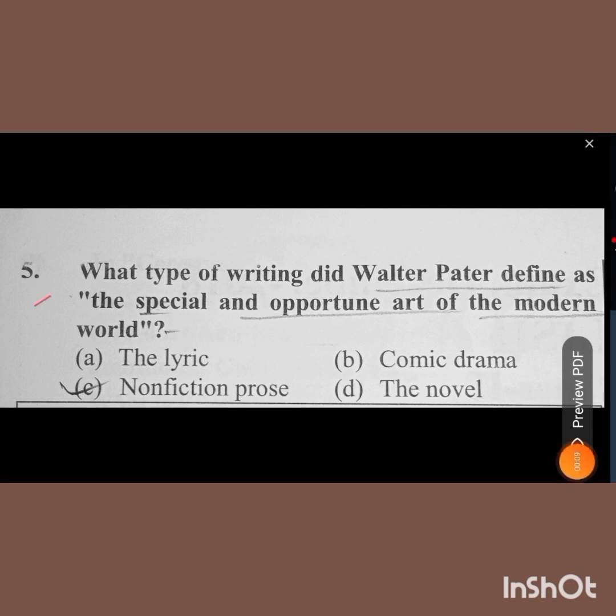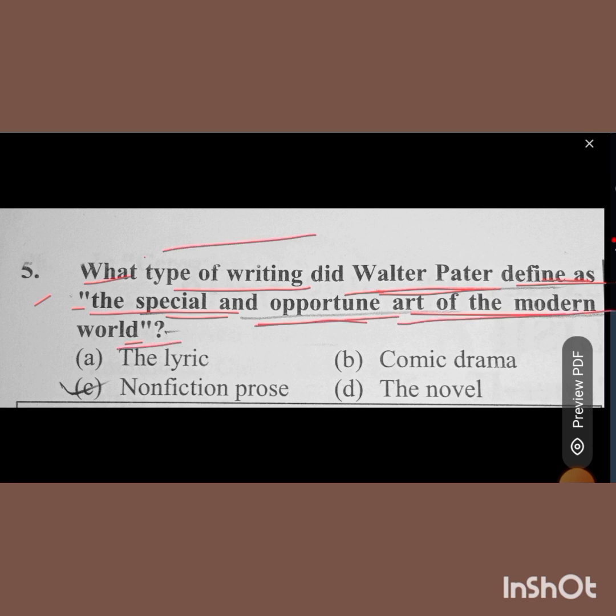The question is, what type of writing did Walter Pater define as the special and opportune art of the modern world? Option A, the lyric. B, comic drama. C, non-fiction prose. D, novel. The answer of this question will be option C, non-fiction prose. Let's see something more about this.